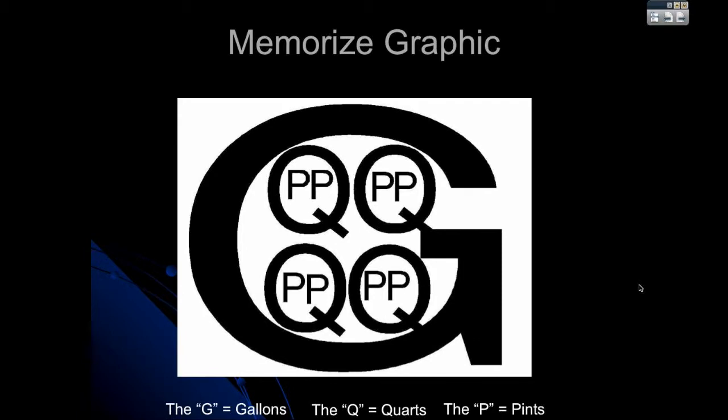Okay, so memorize a graphic. Draw it. It's a big G. The big G means gallon. And within the gallon you have 4 Qs, which are quarts. So draw the 4 Qs, and then 2 Ps in each Q. In 4th grade, I learned it with a story, and it's really helpful when you think about it.